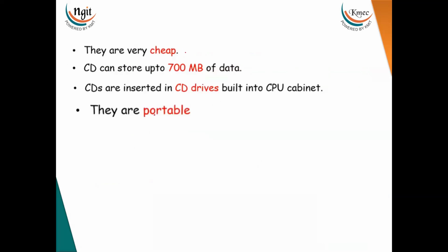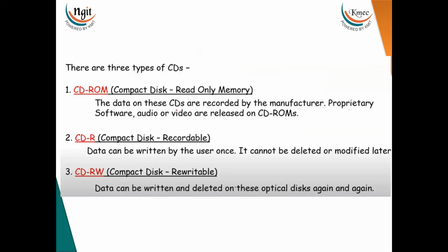They are very cheap, and they store up to a maximum of 700 MB. The CDs are inserted in the CD drives, built into the CPU cabinet, and they are portable. Now there are three different types of CDs available. The first one is the CD-ROM, compact disc read-only memory. The data on these CDs is recorded by the manufacturer. So when these CDs are released in the market, data is already written on them, and that data cannot be modified by the user.